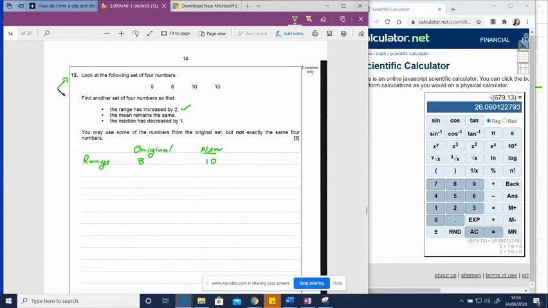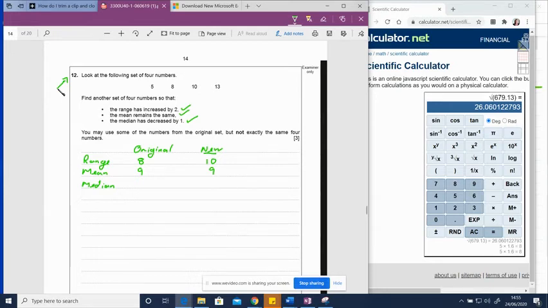The second clue tells us that the mean remains the same between the two sets. So firstly, I work out the mean of the old set, which is where you add up the four numbers and divide by 4. So the old mean is 5 and 8 is 13, add 10 is 23, add 13 is 36, divide that by 4 and it's 9. So the old mean is 9, so that means the new mean is 9. And then the final clue is about the median. It tells us that the median of the new set will have decreased by 1.